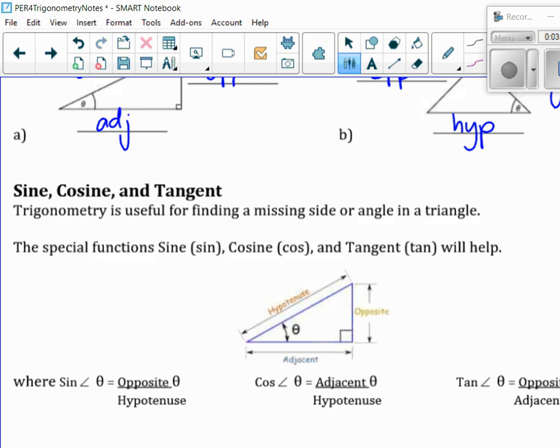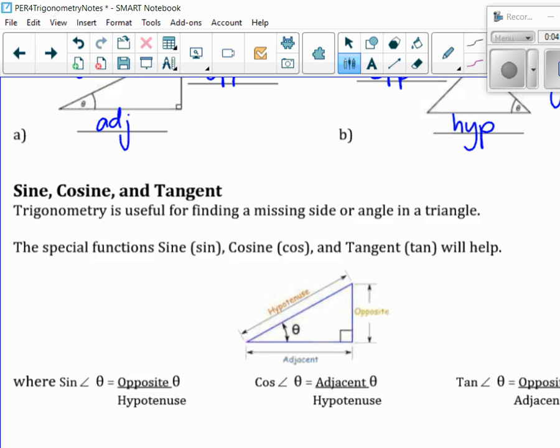So what do they stand for? They stand for the ratio of sides. Sine theta is equal to opposite over hypotenuse. If I take the opposite side and divide by the hypotenuse, I get what sine theta is equal to, and from there I can solve for the angle. Cosine is adjacent over hypotenuse and tan is opposite over hypotenuse. So how are you going to memorize this? You have to memorize this.